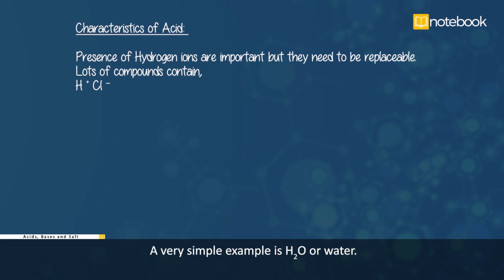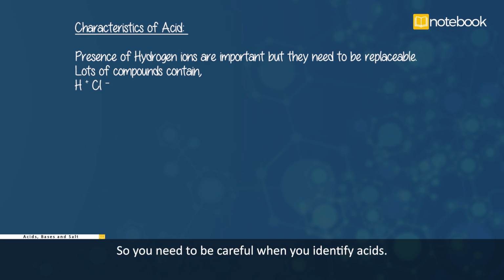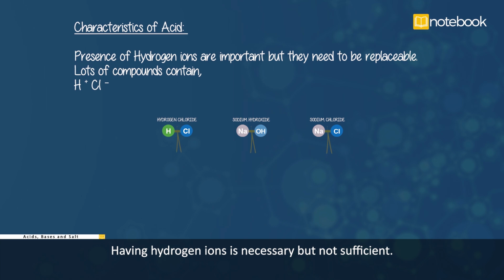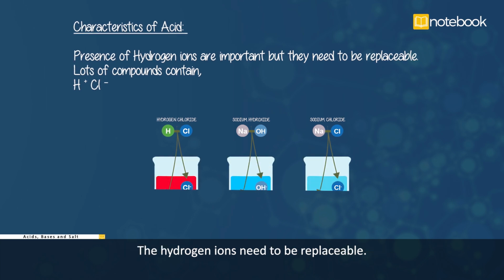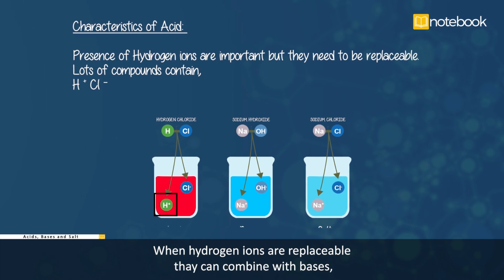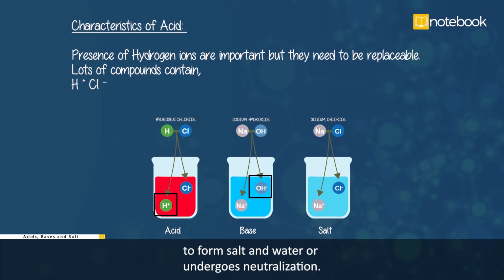A very simple example is H2O or water. So you need to be careful when you identify acids. Having hydrogen ions is necessary but not sufficient. The hydrogen ions need to be replaceable. When hydrogen ions are replaceable, they can combine with bases to form salt and water, or undergo neutralization.